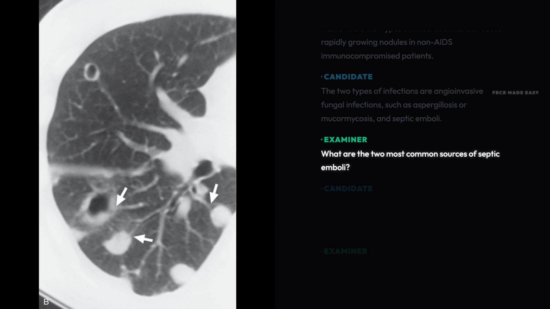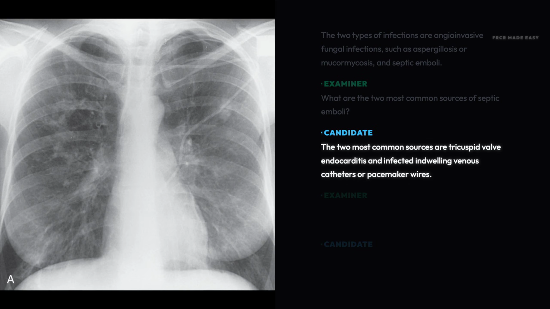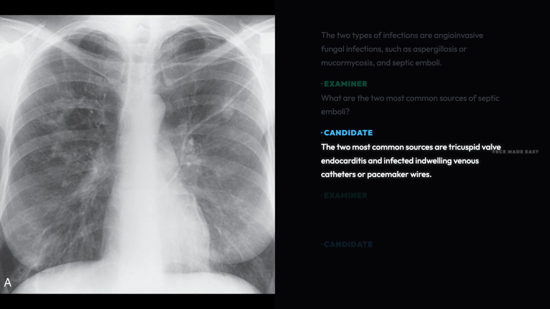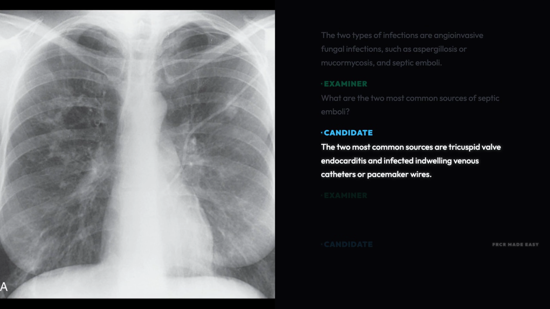What are the 2 most common sources of septic emboli? The 2 most common sources are tricuspid valve endocarditis and infected indwelling venous catheters or pacemaker wires.